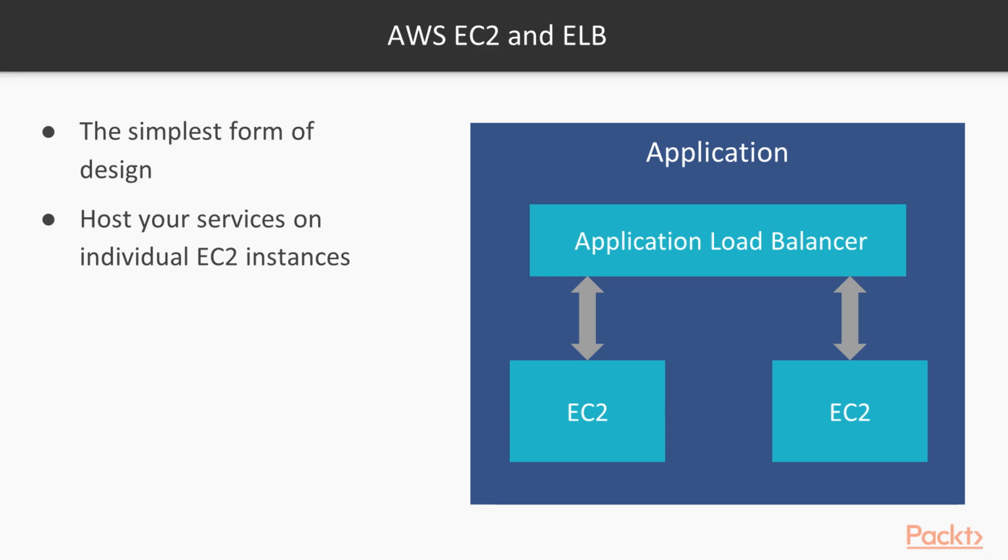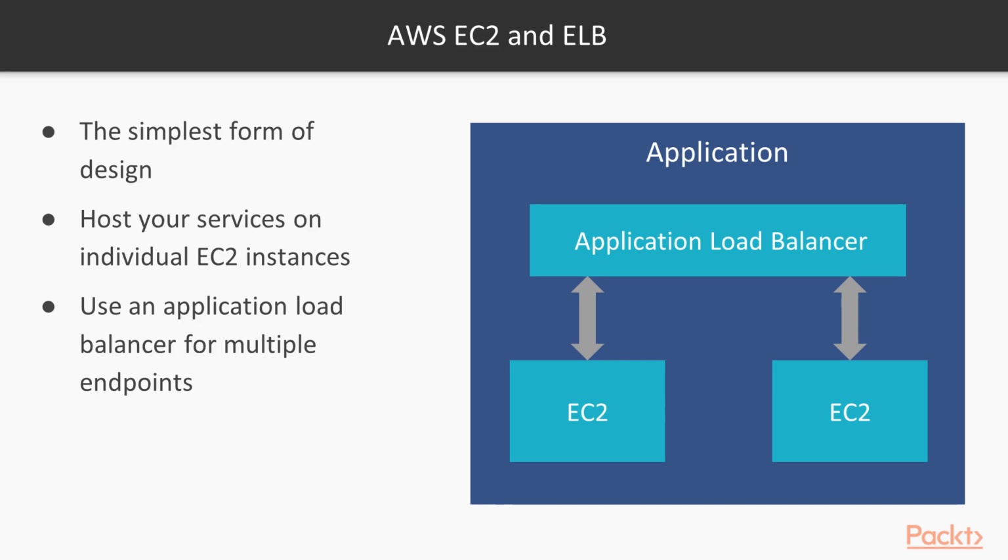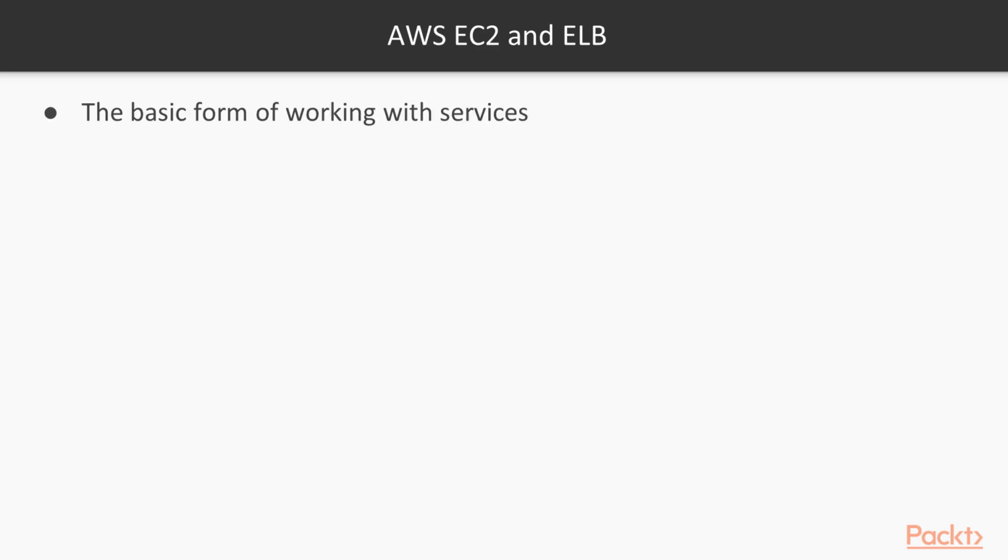So if you feel that you have small services which are not being requested that frequently, you can club them up into one EC2 instance. Similarly, if you have a service which is being used with a high utilization, you can put it on a separate EC2 instance. You can then use an application load balancer for these multiple endpoints. So this is the basic form of working with services.